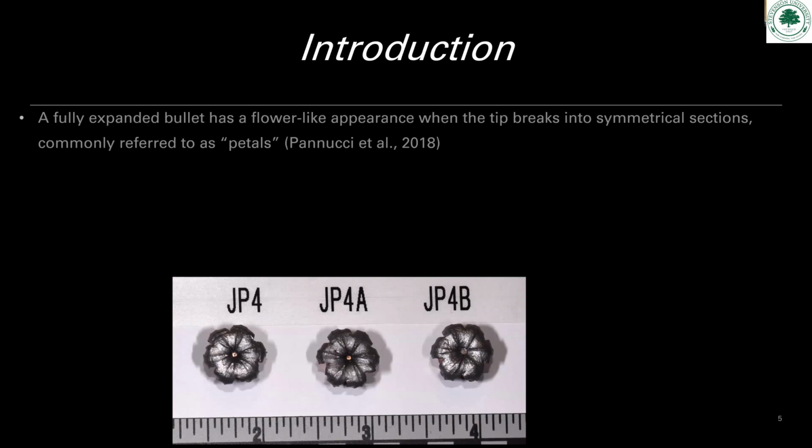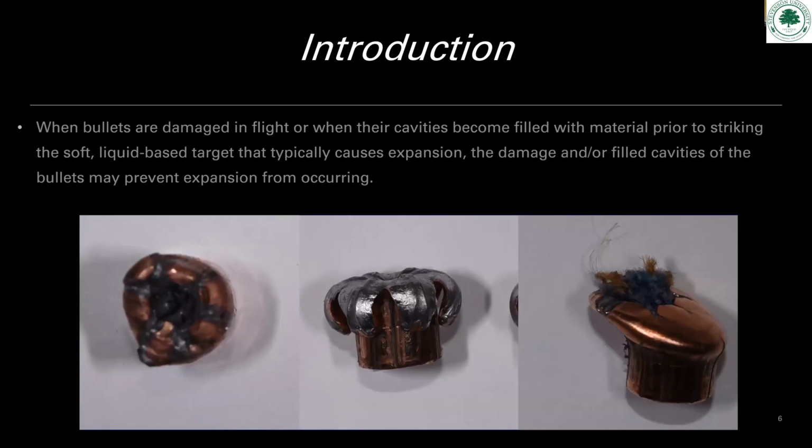Here are three bullets that expanded very nicely. And when they're fully expanded, they look like a flower, right? The tip breaks into these symmetrical sections, and they're commonly referred to as petals, like the petals of a flower. When bullets in flight become damaged or become filled with material when they strike targets prior to striking a soft liquid-based target, such as ballistic gelatin or human tissue, then you can get expansion failure.